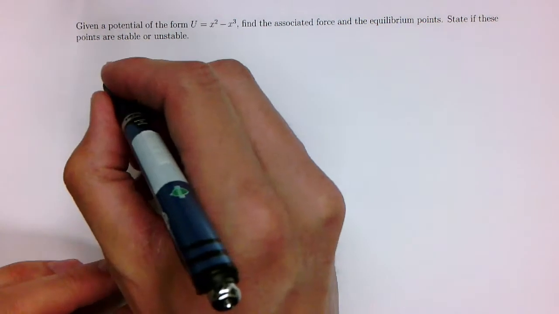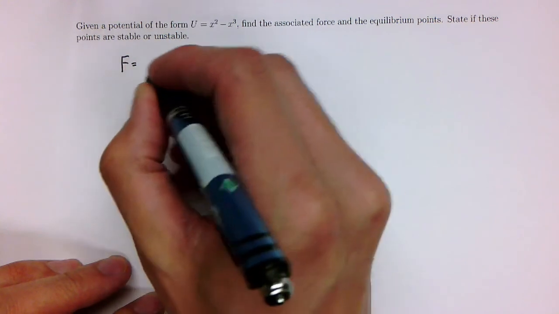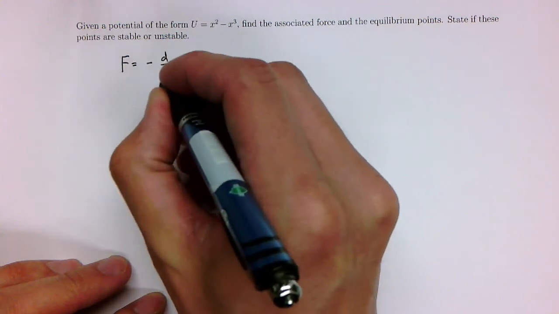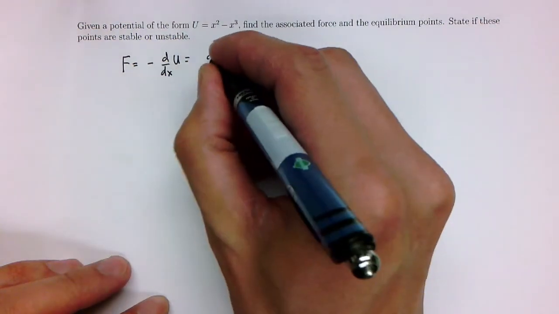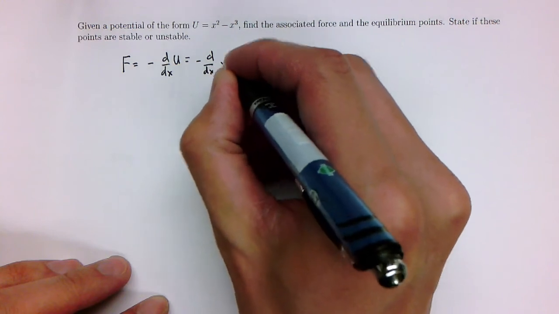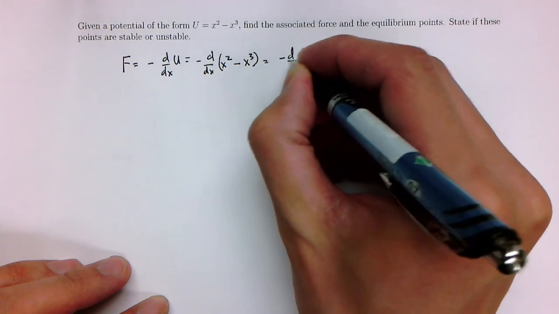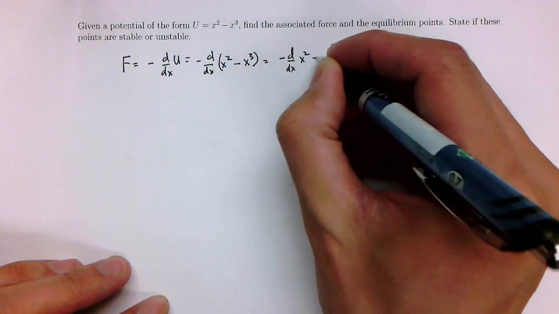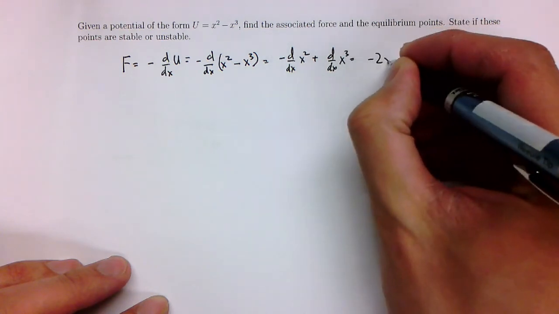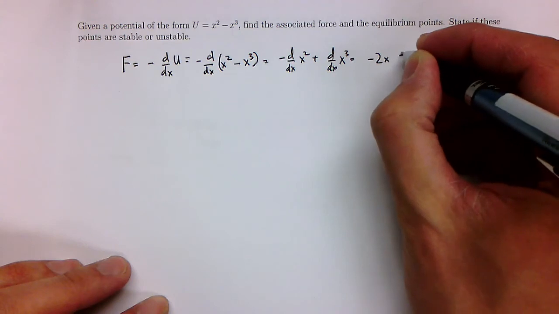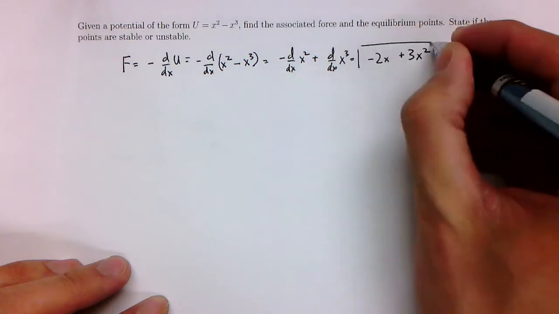So recall that given the potential, the force associated with it is F equals minus d by dx of U, where U is the potential. Alright, so just plug in the numbers. Minus d by dx of x squared minus x cubed is minus d by dx of x squared plus d by dx of x cubed, and that's going to be minus 2x plus 3x squared, right? And so that is the force.